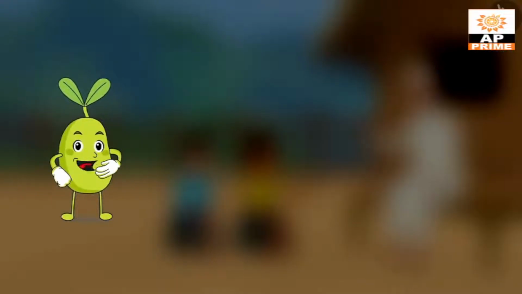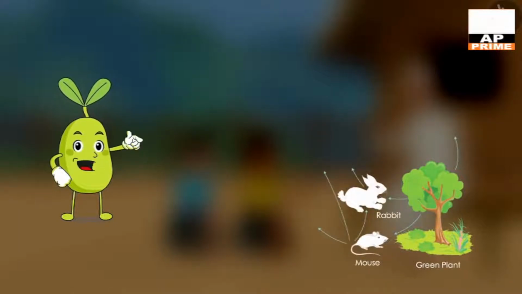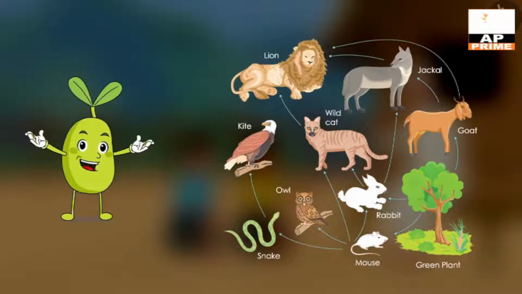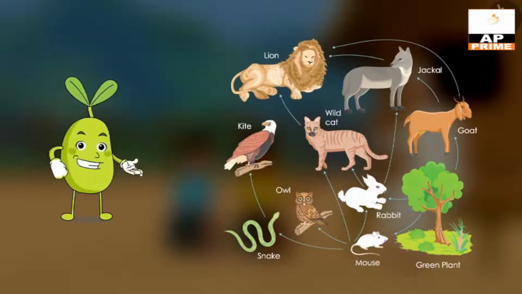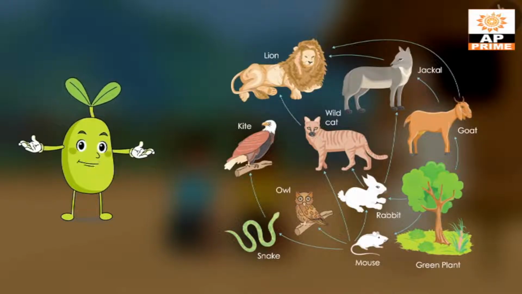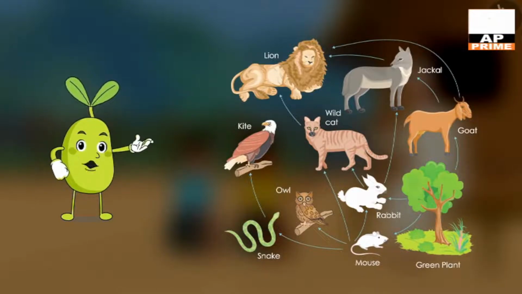Children, have you seen how all plants, animals are dependent on each other and are ready to help each other? You should also be ready to help each other and make this world a better place to live, where peace stays forever.